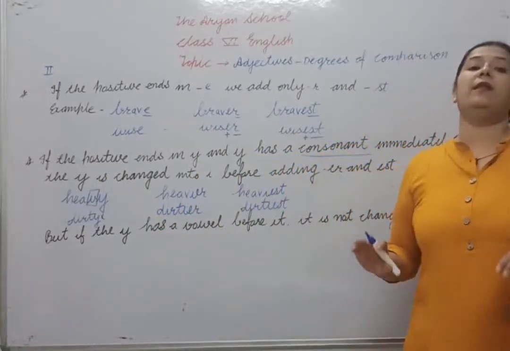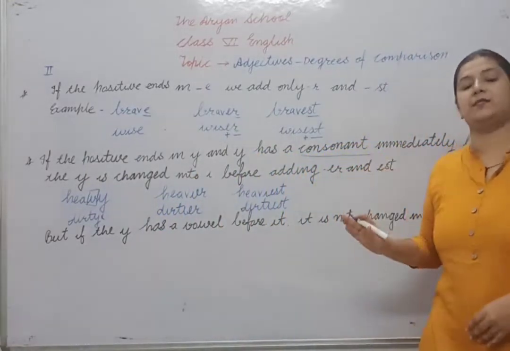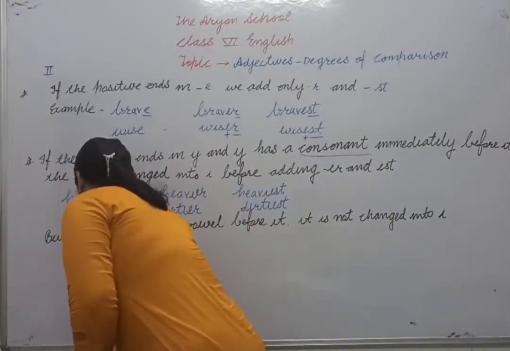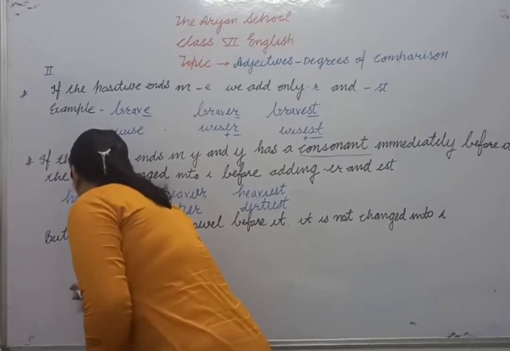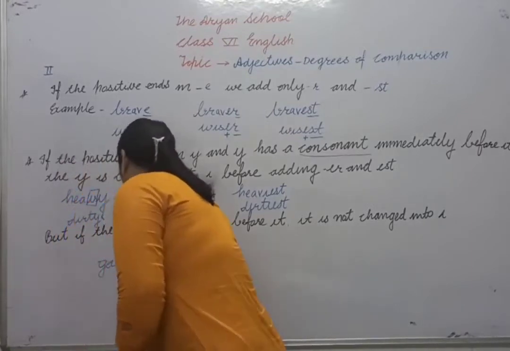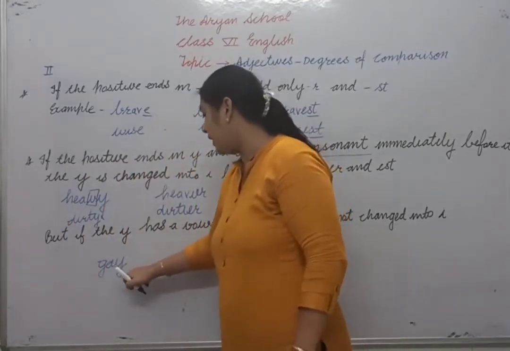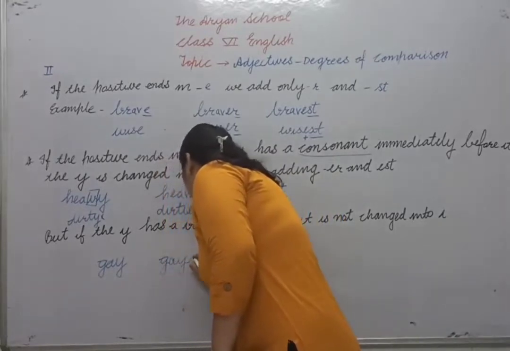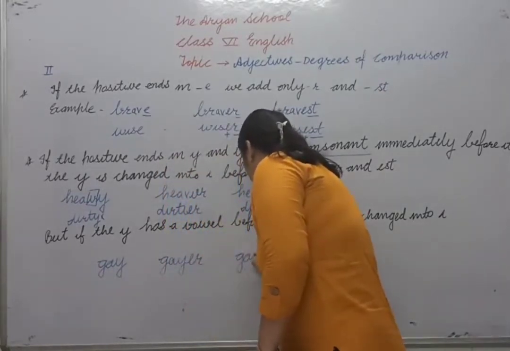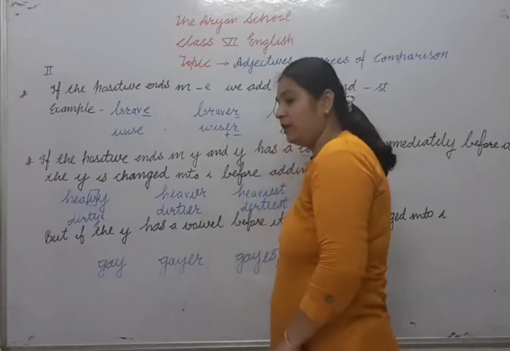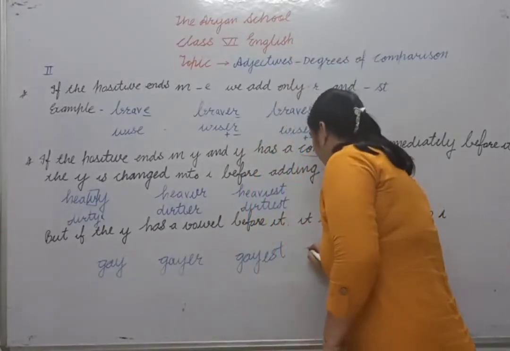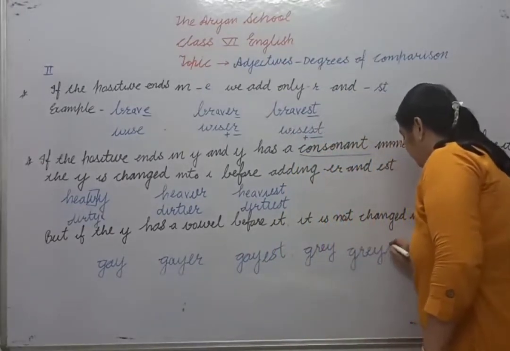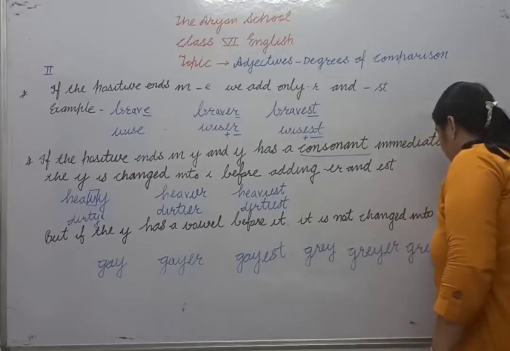We will add only ER and EST to that word. For example, gay, G-A-Y, gay. Here before Y, A is there, it's a vowel, so we will add only ER and EST to the comparative and superlative degree. In the same way you can say grey, greyer and greyest.